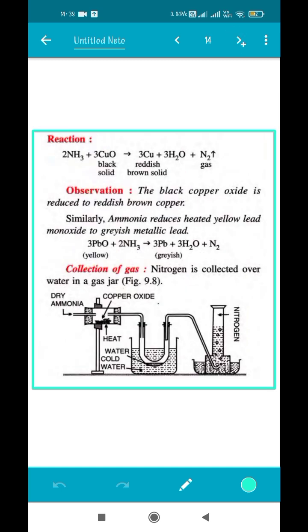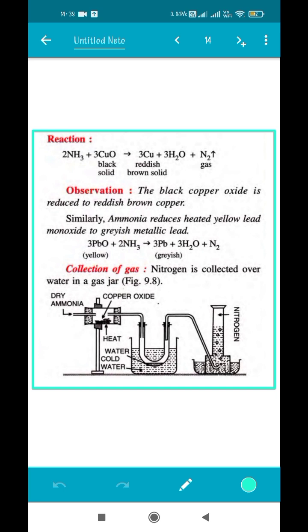Next is another reaction, of metallic oxides with ammonia. There are only two metallic oxides which can react with ammonia, and that too under certain conditions. Let's see. When ammonia reacts with copper oxide, a black colored solid, it will form copper, a reddish brown solid, and it will form water. It will also form nitrogen gas. In most of the cases, we are seeing that nitrogen gas is being produced.